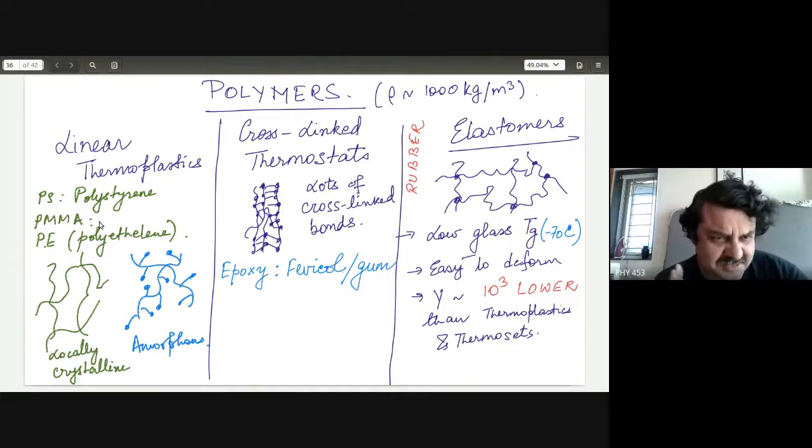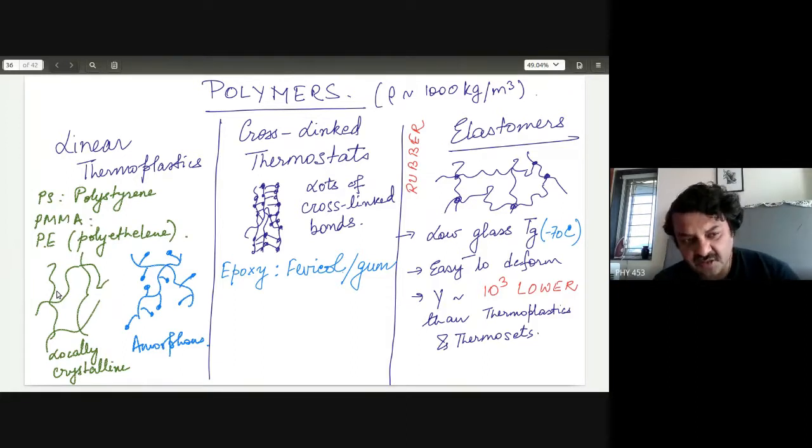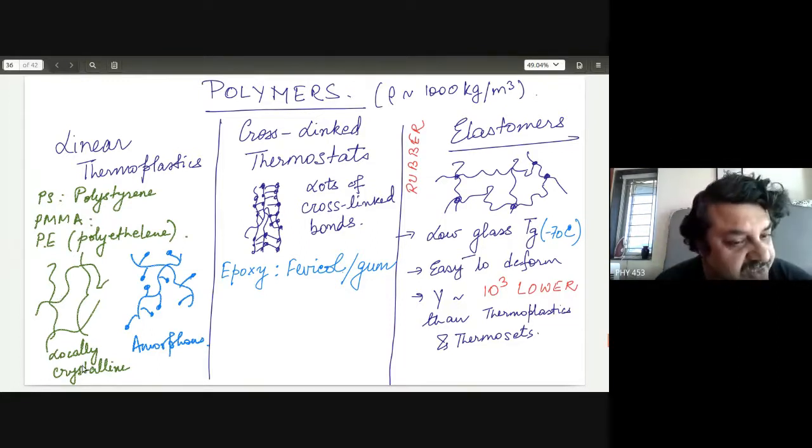Polymethyl acrylate, something like that. PE is polyethylene. Another term that you come across is HDPE, which is high density polyethylene. So these are basically very long linear polymer chains. Even if you heat them, the viscosity can be very high because they're very long, and they can be entangled. These things can be locally crystalline.